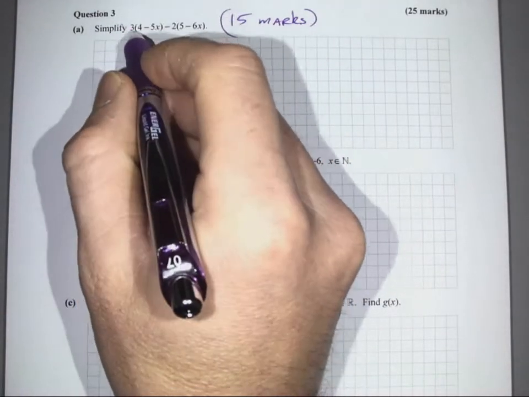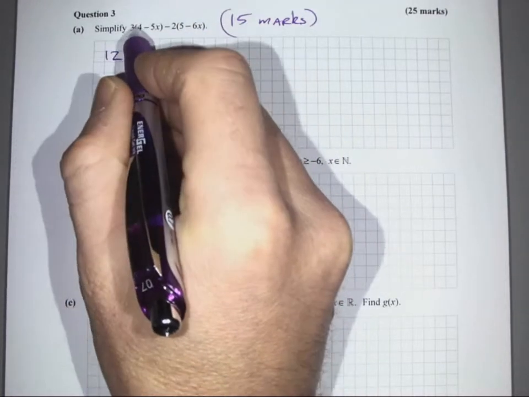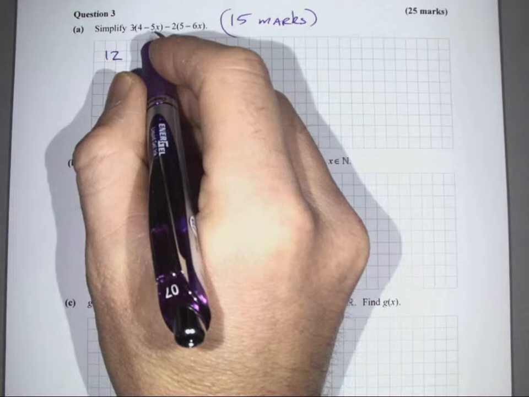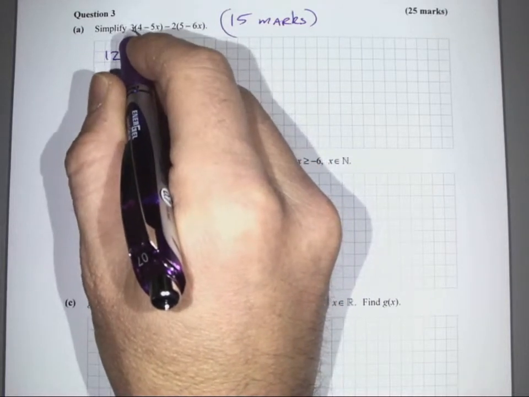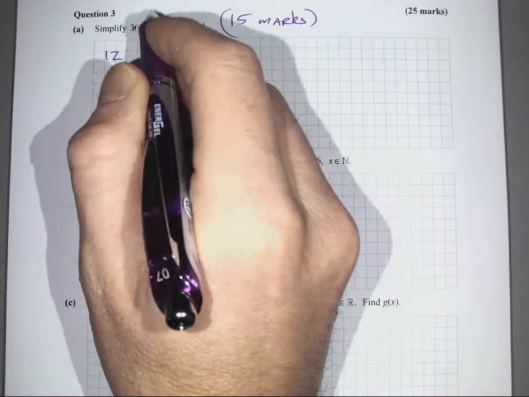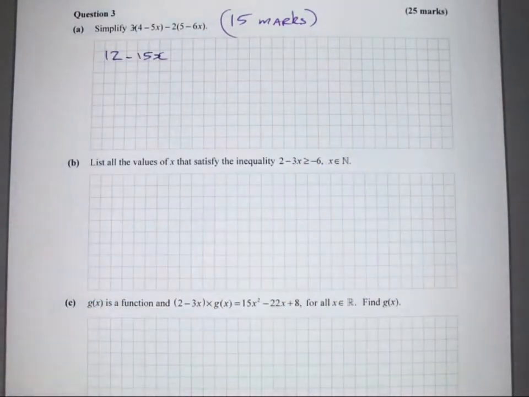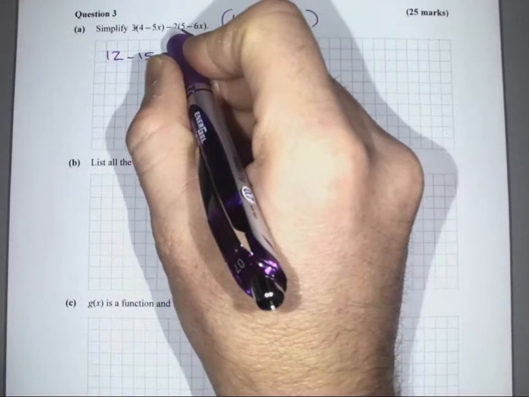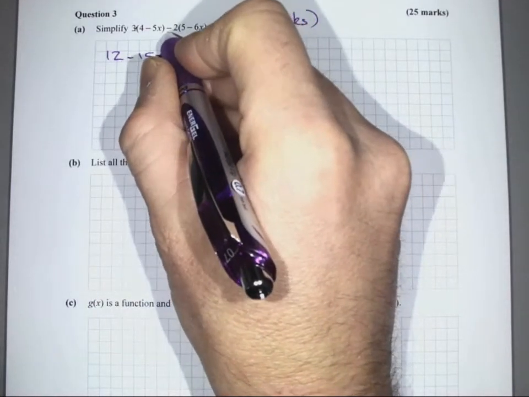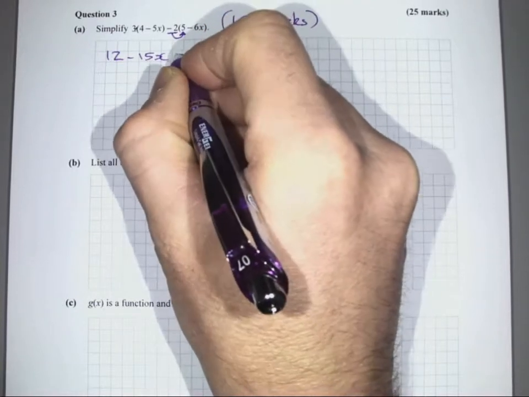So 3 times 4 is 12. 3 times minus 5x, the positive 3 times the minus 5 gives us a minus 15x. So instead of having minus 5x, we have minus 15x. And look, the same pattern here, except we're multiplying minus 2. Minus 2 times 5 is minus 10.